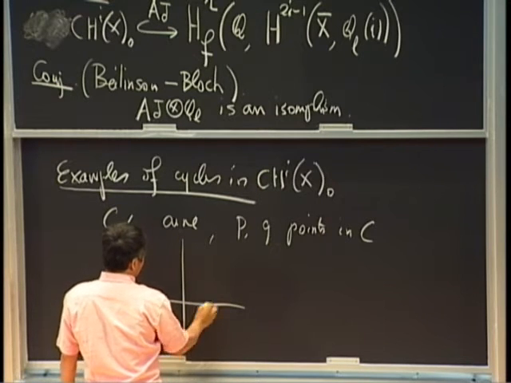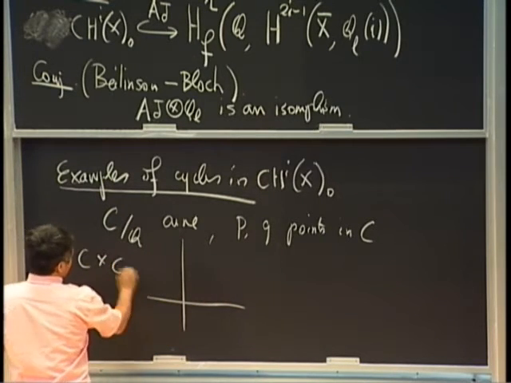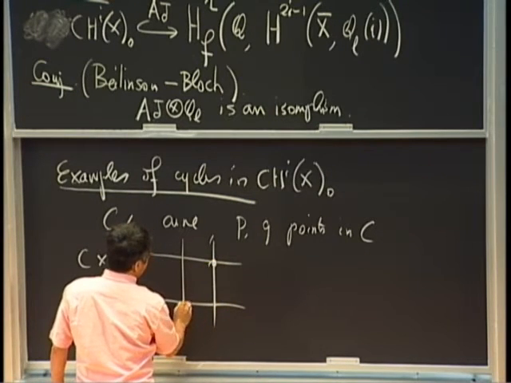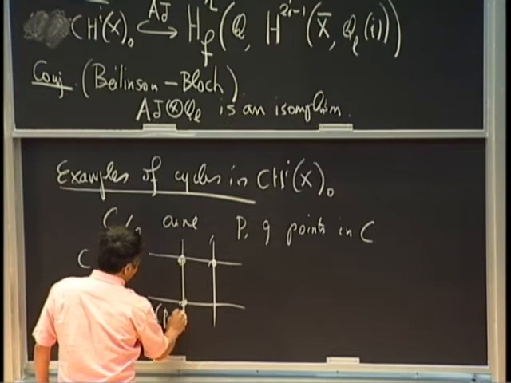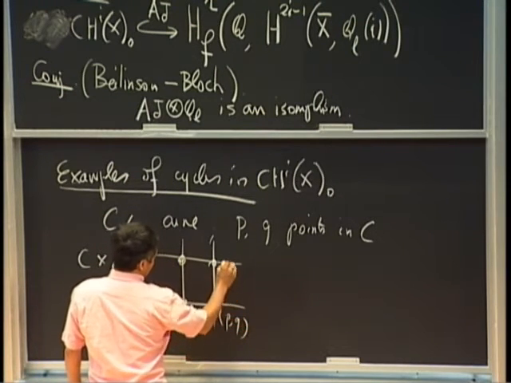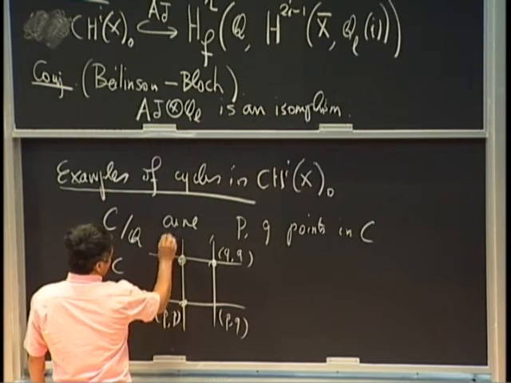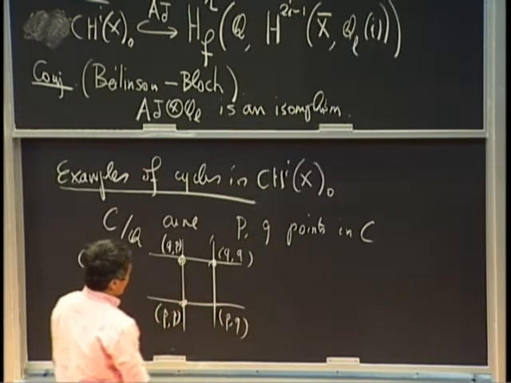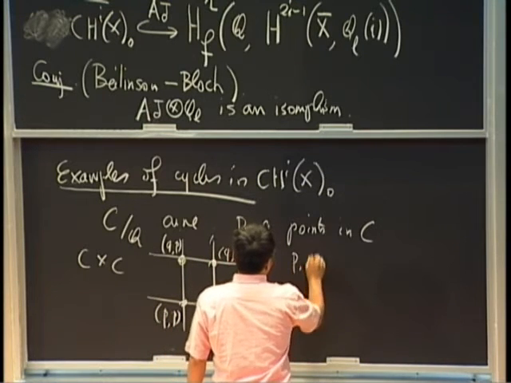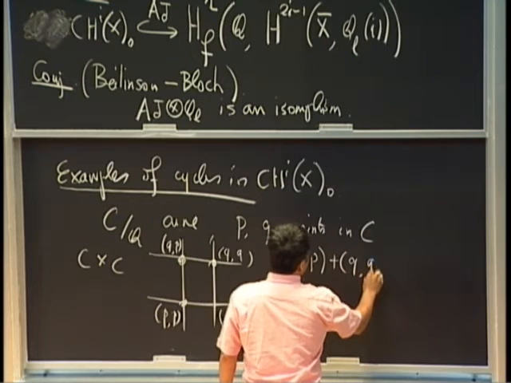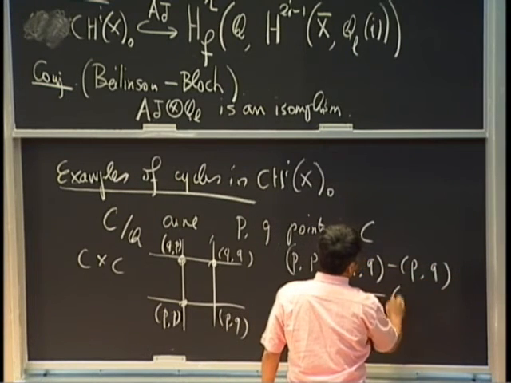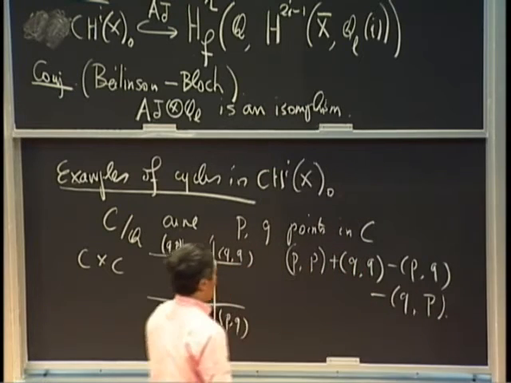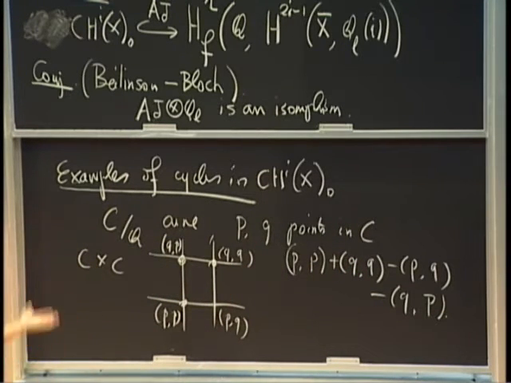On this C cross C, you have the points PP, PQ, QQ, QP. So you get an alternating cycle PP plus QQ minus PQ minus QP. It's very easy to show this cycle is homologically trivial. And not only that, you can show this cycle has trivial Abel-Jacobi map. But so far, we have no idea how to prove this cycle itself is trivial.